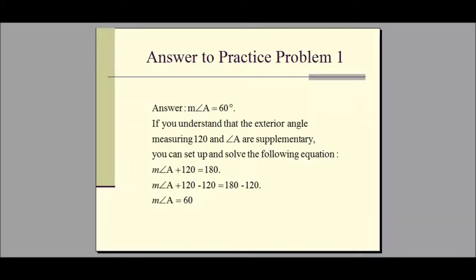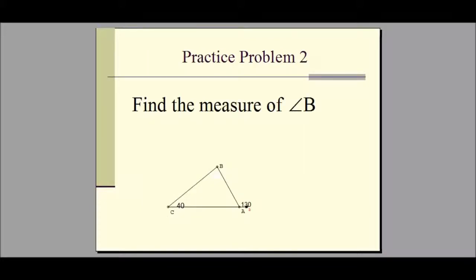The answer to practice problem 1 is that the measure of angle A equals 60. If you understand that the exterior angle measuring 120 and angle A are supplementary, you can set up and solve the following equation. The measure of angle A plus 120 equals 180. The measure of angle A plus 120 minus 120 equals 180 minus 120. We're just subtracting 120 from both sides. This gives us the measure of angle A equals 60.